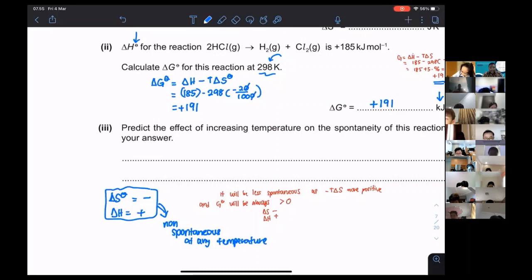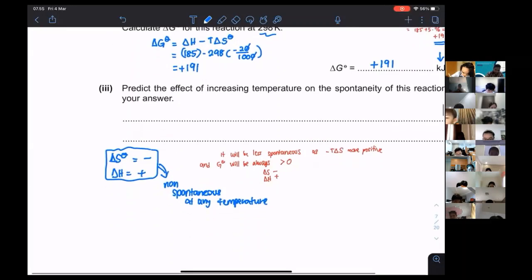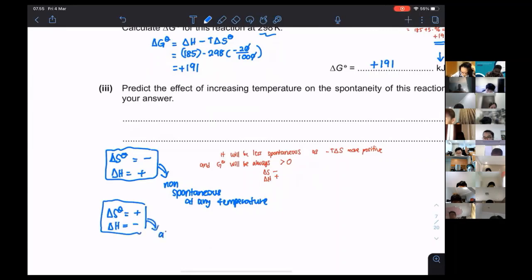Do remember, I don't think it's an official marking key yet, maybe not final, I don't know. But if you have delta S positive and delta H negative, this is going to be always spontaneous at any temperature.